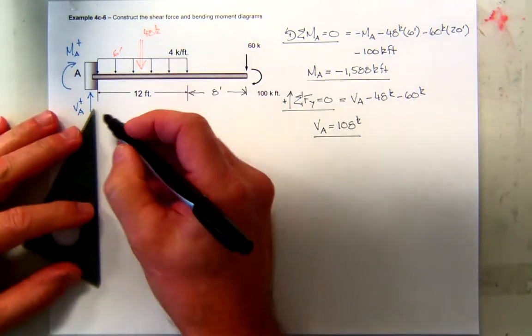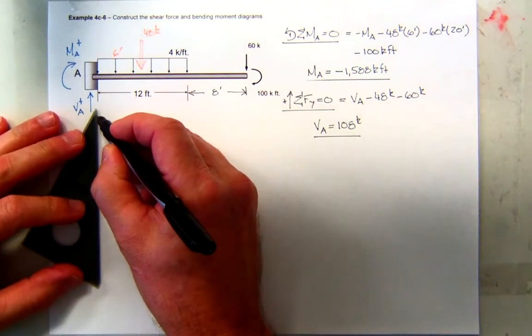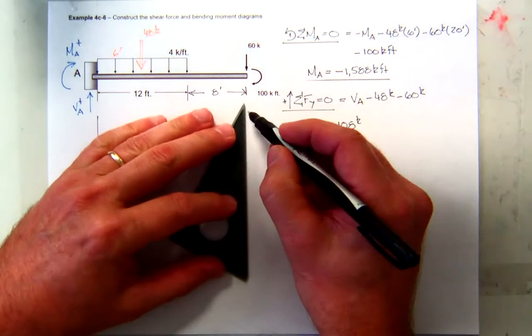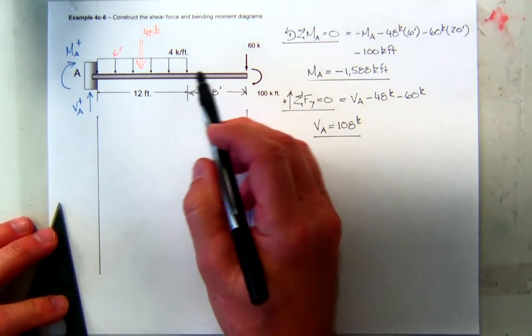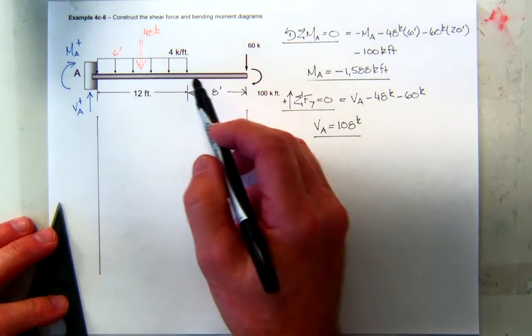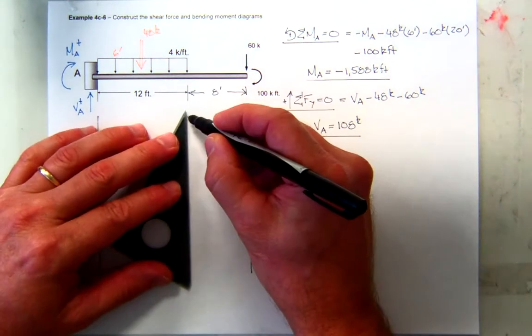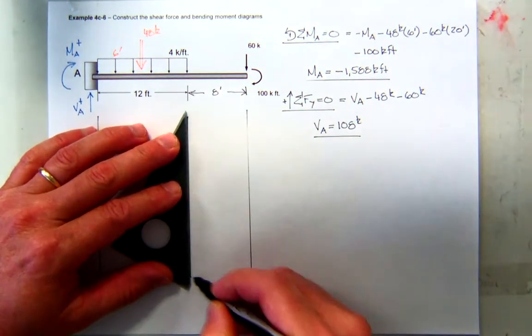So now I can do my template. So there's where we're going to start. There's where we're going to end. I know something's going to happen here because my load is going to change from a constant to another constant, 0. So I'll add that location in.